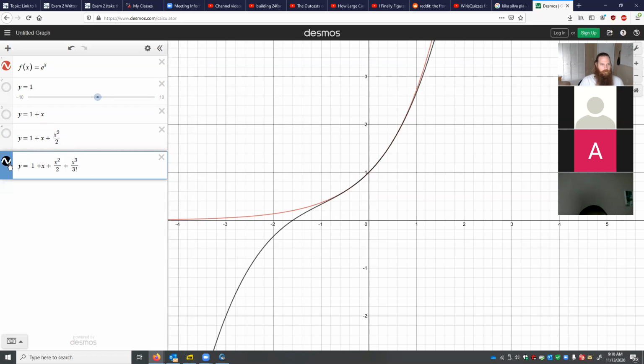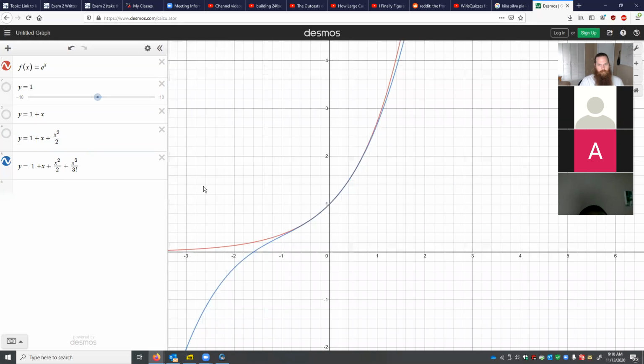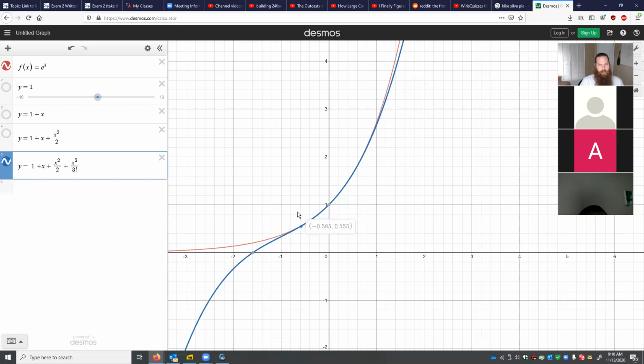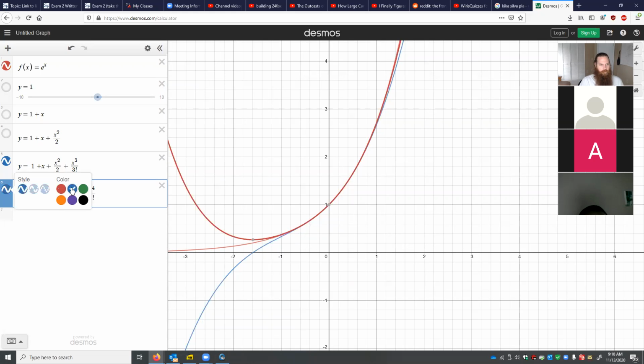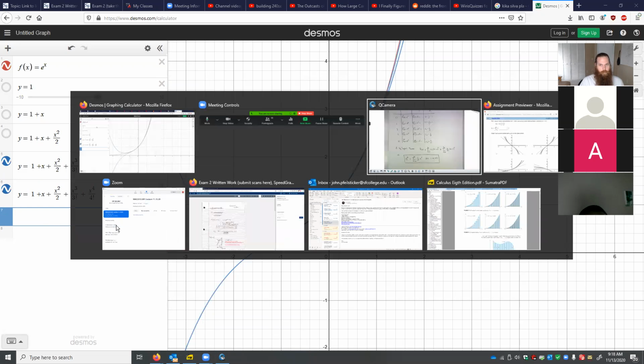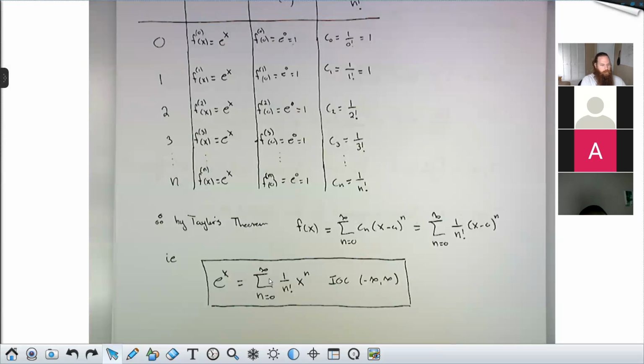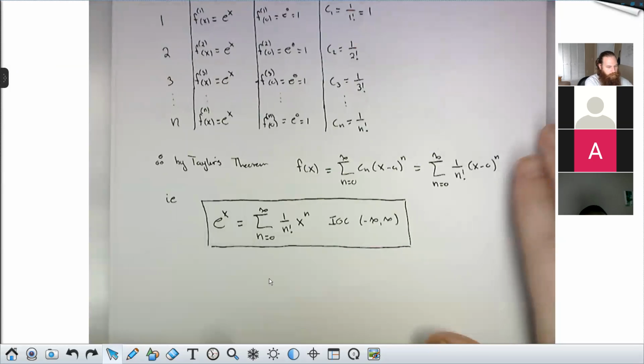Now would you look at that? Look how close this blue guy stays to the red guy, especially if you keep yourself near the center. He does a better job than the previous fella. And if you keep going, he will do better and better and better. The next partial sum looks like this, which does a little bit better job. So these are what Taylor polynomials look like as they converge, so what Taylor series look like.